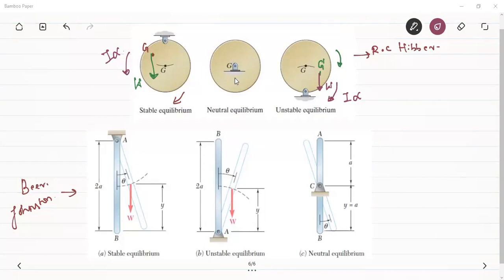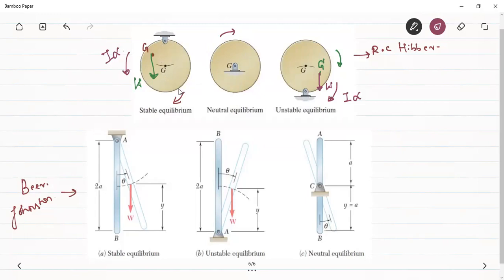And in this case of the neutral equilibrium, we can see that if we are giving the rotation in either the clockwise or anti-clockwise direction, each position attained by the disk will be an equilibrium position, but its potential energy will not change. The potential energy remains constant.